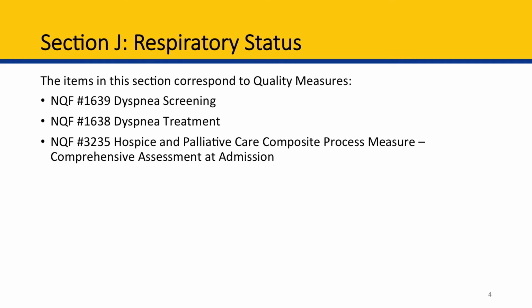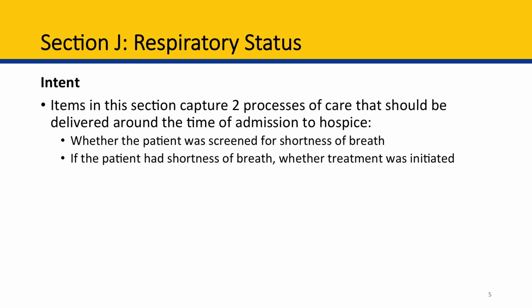The items in this section correspond to quality measures NQF 1639, Dyspnea Screening, NQF 1638, Dyspnea Treatment, and NQF 3235, Hospice and Palliative Care Composite Process Measure, Comprehensive Assessment at Admission. Items in Section J, Respiratory Status, capture 2 processes of care that should be delivered around the time of admission to hospice. These 2 care processes capture whether the patient was screened for shortness of breath and if the patient had shortness of breath, whether treatment was initiated.